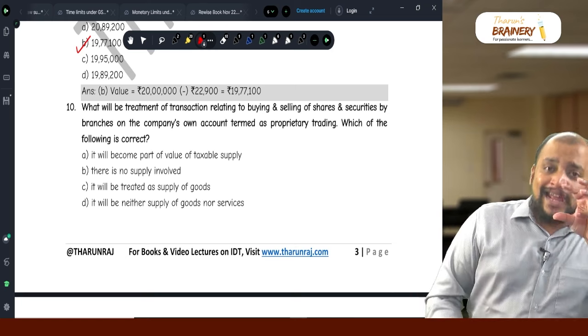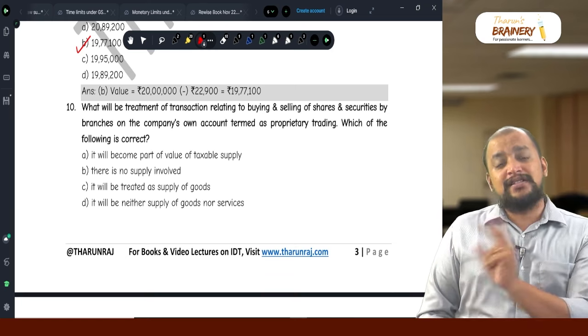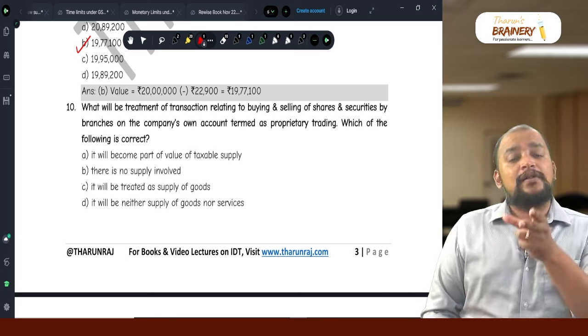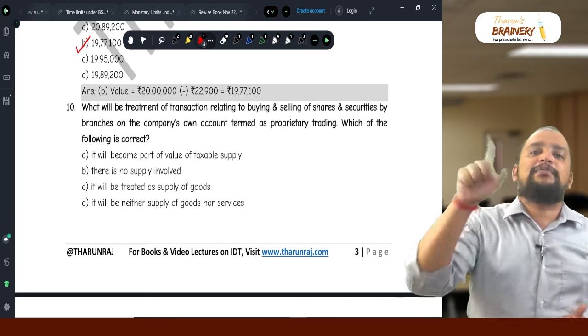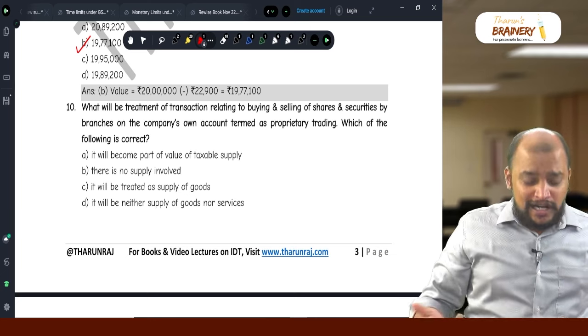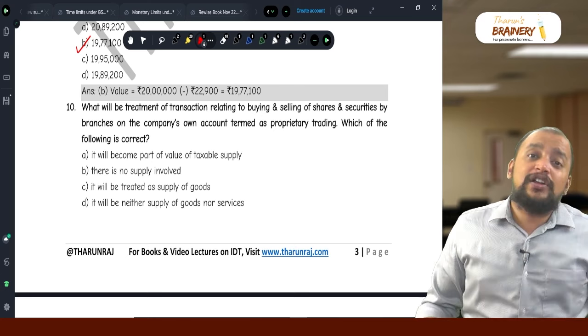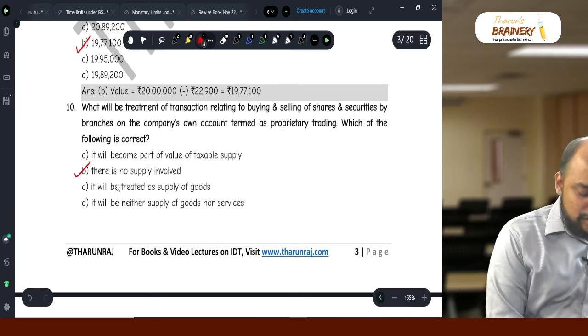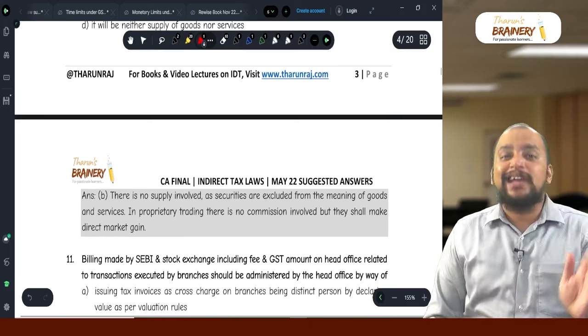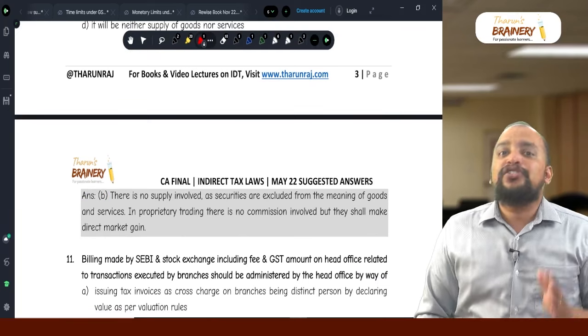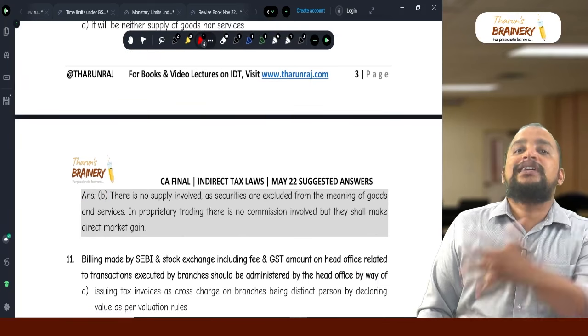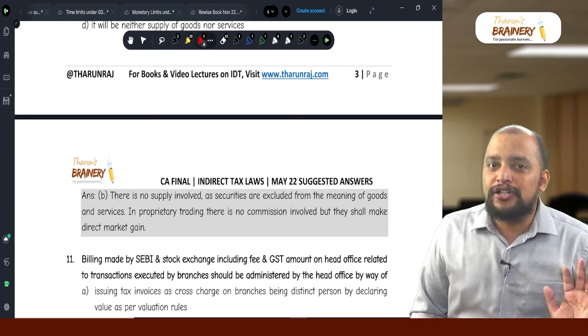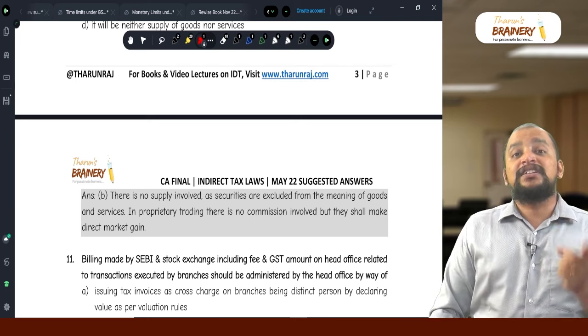So neither supply of goods nor supply of services is something which will come only in case of exclusion from supply. But in other cases, if it is not at all covered under supply, then we should write that there is no supply involved. So option B is the answer. Many students have messaged me that they wrote D as the answer. Sorry, but D is the wording used for items excluded from supply.